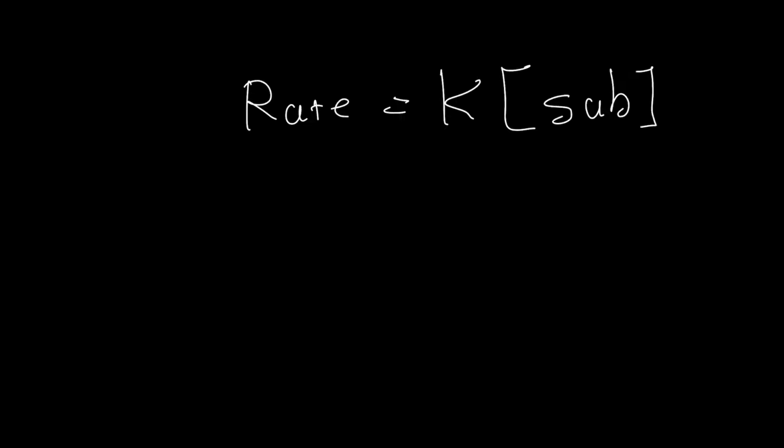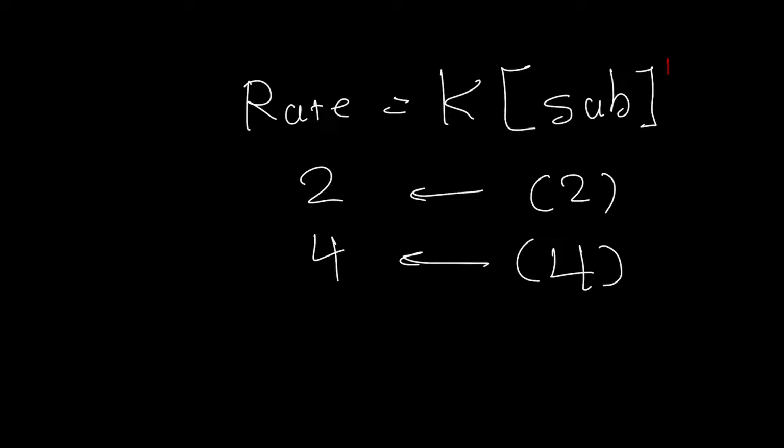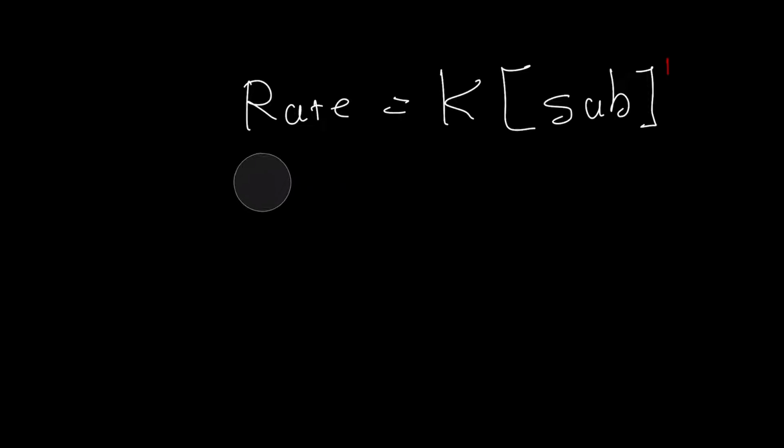Now, the rate of the SN1 reaction depends on a constant times the concentration of the substrate, and that has an exponent of 1. So if the substrate is doubled, the rate is doubled; the substrate is quadrupled, the rate is quadrupled; the substrate is tripled, the rate is tripled, and so on and so forth. Now let's talk about this next example.